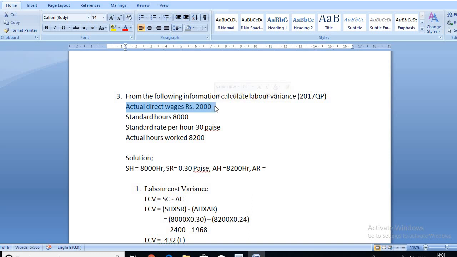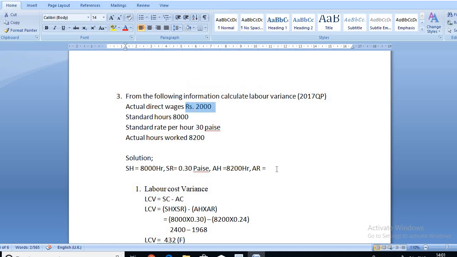2000. So this 2000 is not for 1 hour. This 2000 is for 8200 hours. Because actual hours worked is so much? 8200 hours. Actually how many hours have we worked? We worked 8200 hours. For working 8200 hours, how much have they paid us? They paid 2000 rupees. It is the actual direct wages.